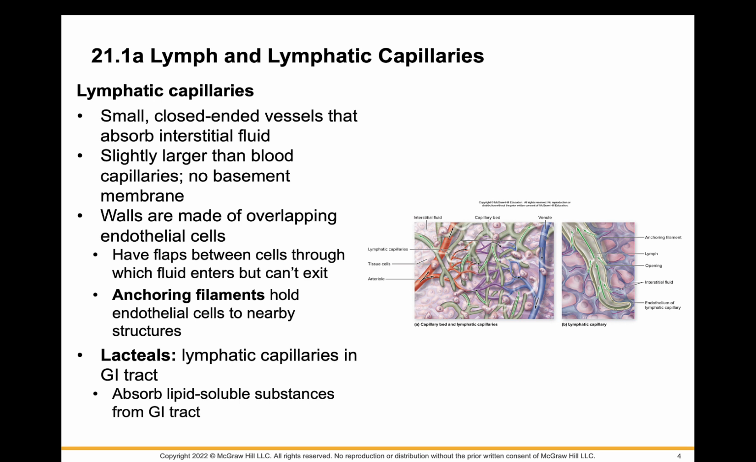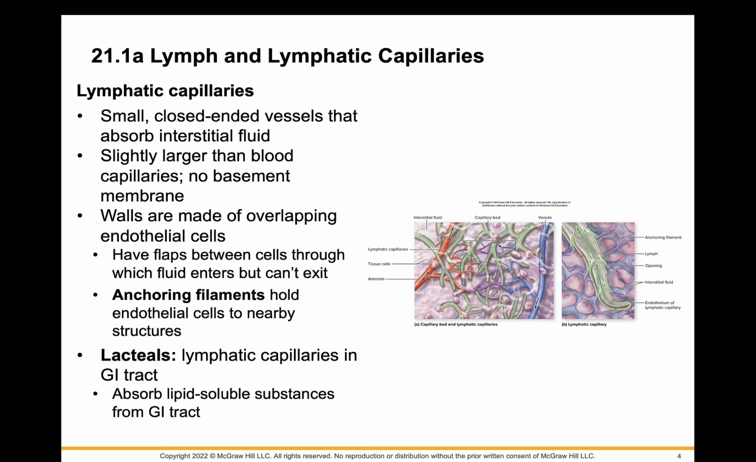Now, the image that we're looking at here is probably one of the best images I've ever seen, really indicating the relationship between lymphatic capillaries and our regular capillaries. These capillaries are a little different than blood capillaries. They're slightly larger, they're not going to have a basement membrane, and they're closed-ended vessels, so that makes them different. Another structural component is that the walls are made of overlapping endothelial cells. So at these flaps between the cells, fluid can enter, but it can't exit what sits in there.